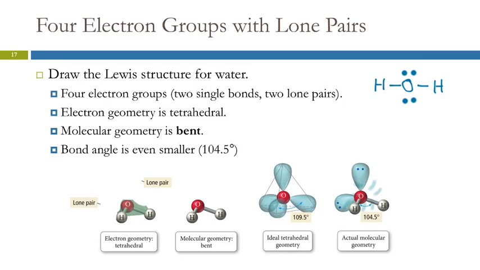The ideal geometry would be 109.5 degree angles, like this. Because there are 2 lone pairs here, and the lone pairs are more repulsive, that pushes these hydrogens together a little bit more, even more so than in ammonia. Ammonia was 107, here it's 104.5. But again, I'm just concerned with you knowing that, okay, the lone pairs are going to push them a little closer together. It's going to be less than 109.5. Okay?